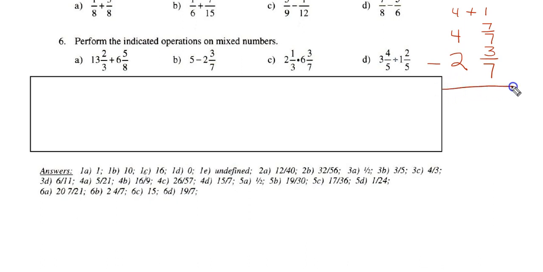So now when I go to subtract this, I can take 3 from 7 and get 4/7. And I can take 2 from 4 and get 2. And that one should be a good one. There it is, right there.